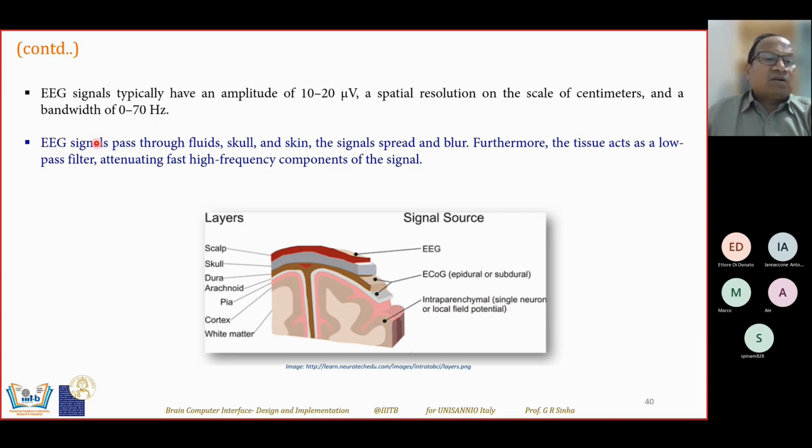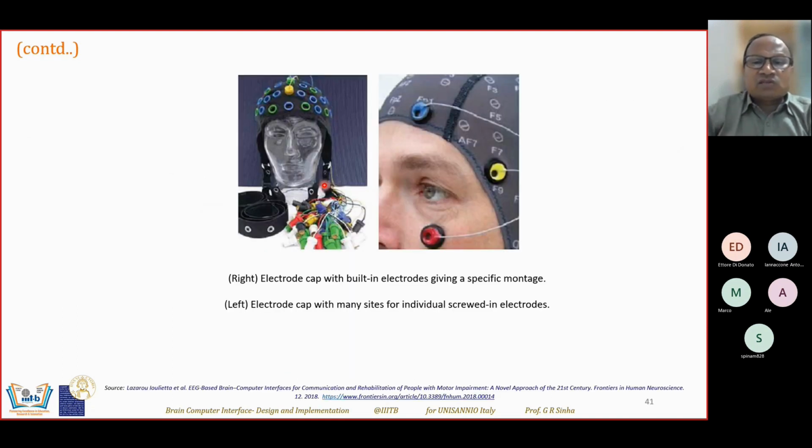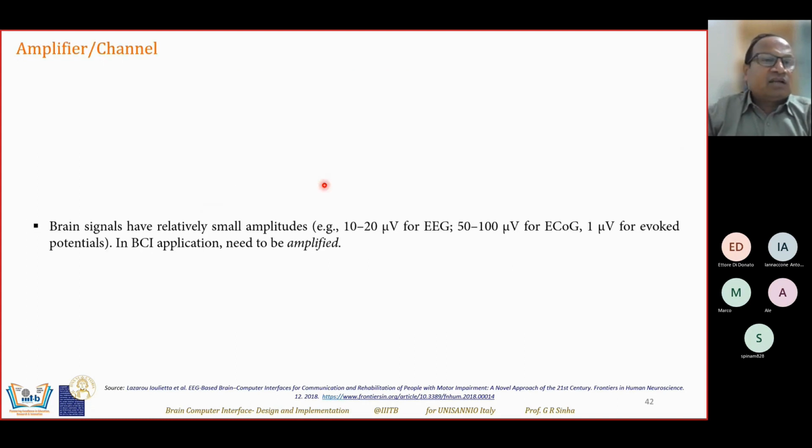EEG signals are passed through different layers, skull and skin. Signals spread and blur because the skin is there, then gel is there, the skull is there. Therefore, tissue acts as a low pass filter. The brain tissue attenuates high frequency components of the signal. So this was already, I think, explained in the previous slide.